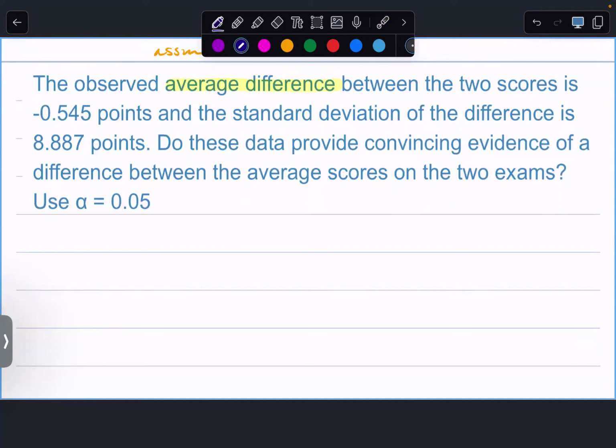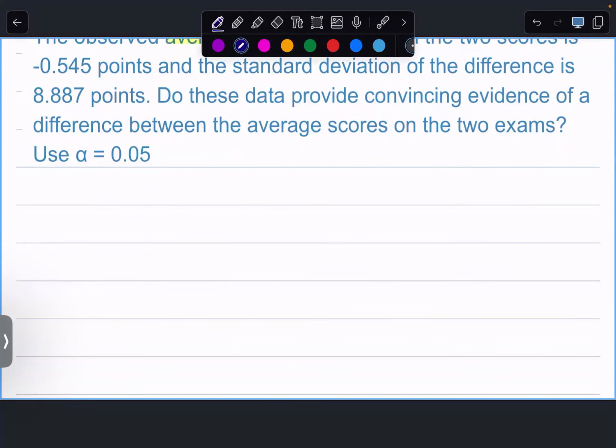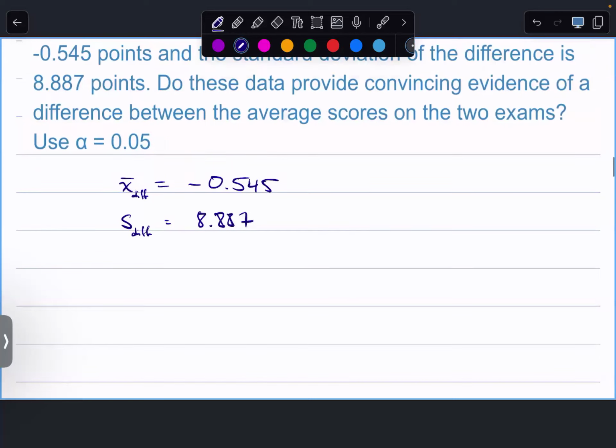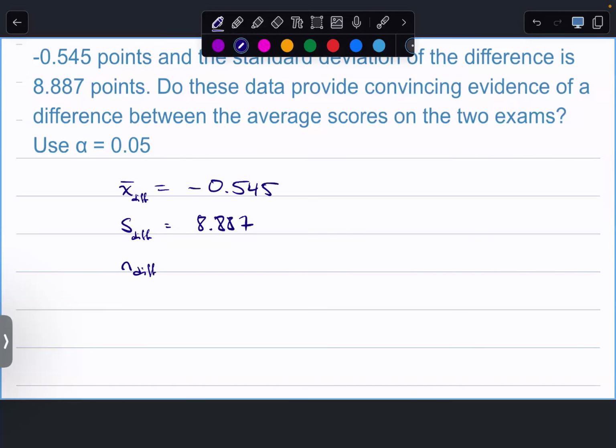Okay, so here we go. First, let's outline the information that we have. X bar diff is negative 0.545. S diff is 8.887. And we know from before N diff is 200. Those are the three pieces of information that we need for a means question.